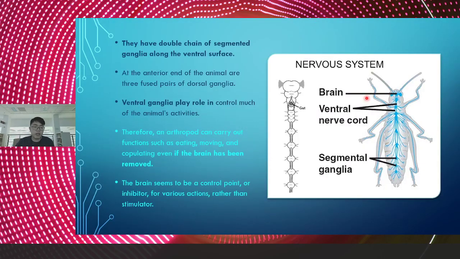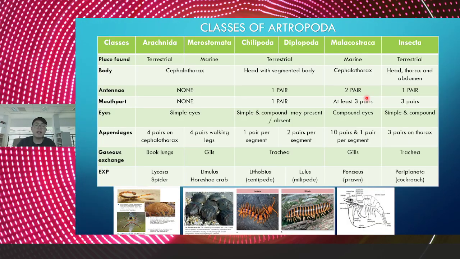So the Arthropoda organism is finished. This is what I said: for Arthropoda you have to learn until class. For the others you only learn until phylum, right? For class, there are a total of 6 classes you have to know. The first classes are Arachnida, Merostomata, Chilopoda, Diplopoda, Malacostraca, and Insecta.